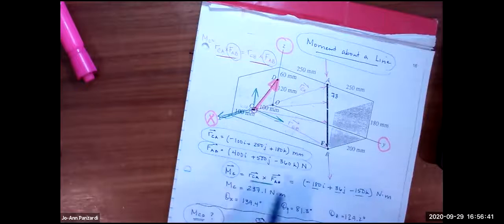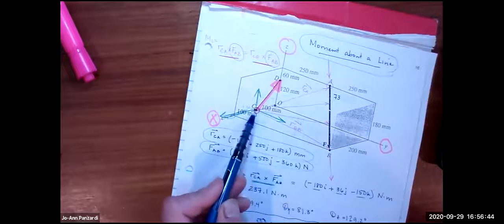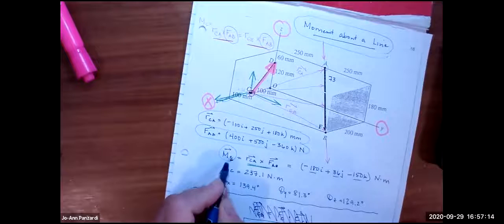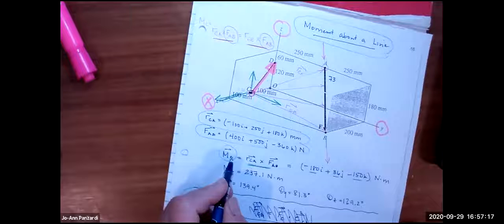So on Thursday, we did the moment about point C due to this force. We calculated what FAB was, and we calculated what RCA was, and we used the cross product and found out what MC was: negative 180I plus 36J minus 150K. This is what we calculated on Thursday, and that's just about point C. That's why it's really important to use subscripts. So this is the moment about point C due to F going from A to B.